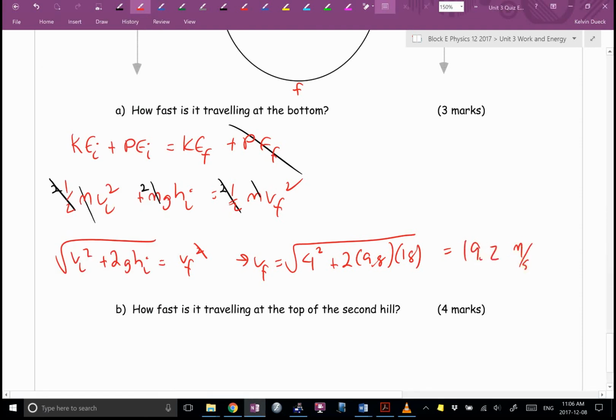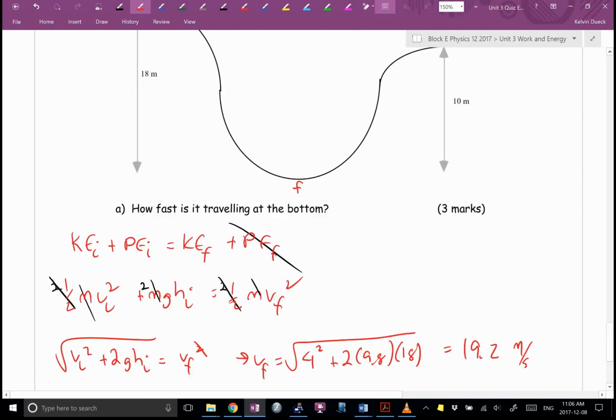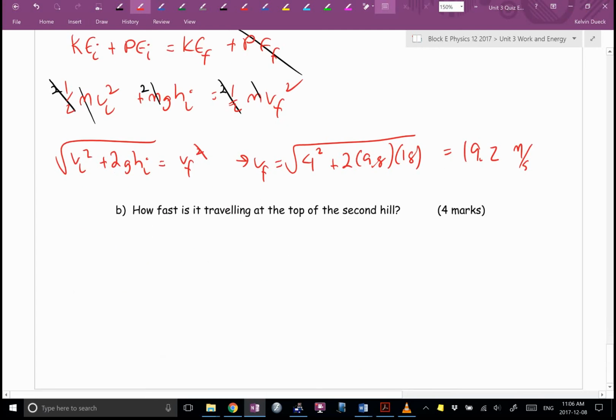19.2 meters per second. How fast is it traveling at the top of the second hill? This one is a bit trickier. Now, final is right there. The reason it's trickier is that stuff's not going to cancel as easily. In fact, I don't think anything cancels. Okay. It's still a change in height. It's still a change in speed. It's still a yucky, curvy path.